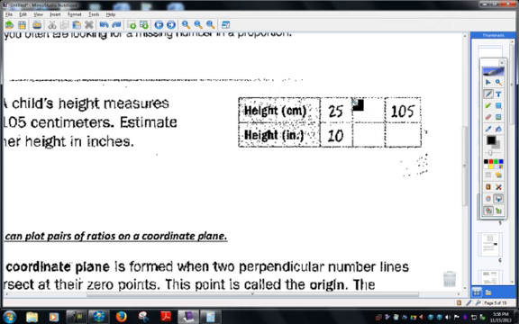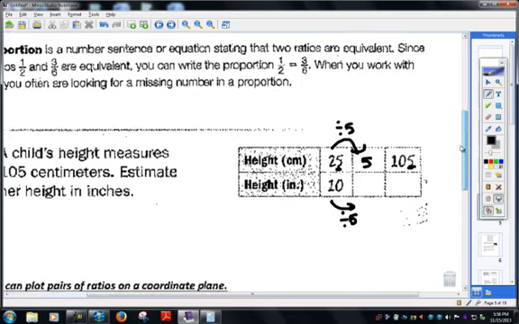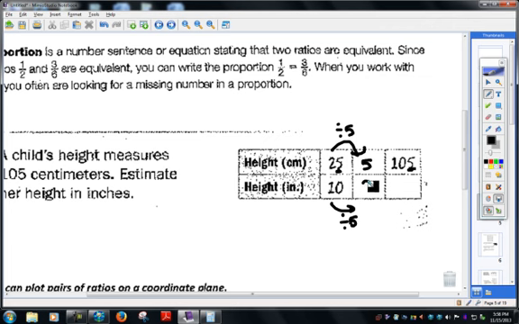But let's just scale since it's in a table, and we need to scale when it's in a table. I see that that ends in a 5 and that ends in a 5. Let's go ahead and scale back to 5 centimeters. What am I doing to go from 25 to 5? Dividing by 5. So what do I need to do to 10? Divide by 5. Okay? And that's going to give me 2. And then what am I doing to go from 5 to 105? I'm multiplying by 21. And then I multiply by 21 here, it's 42.